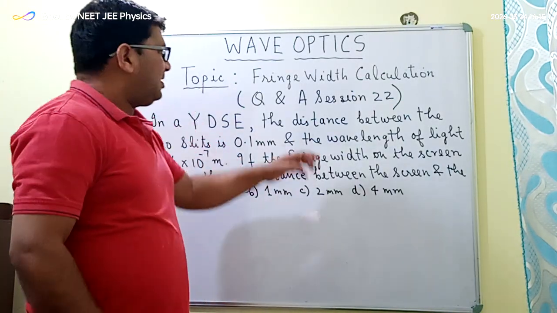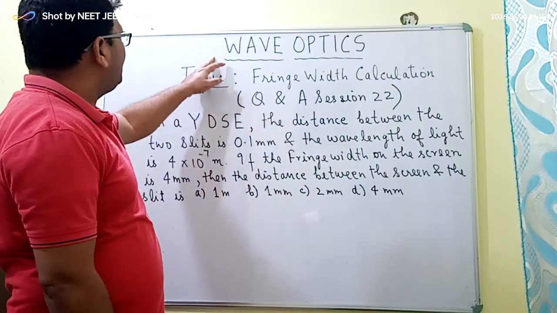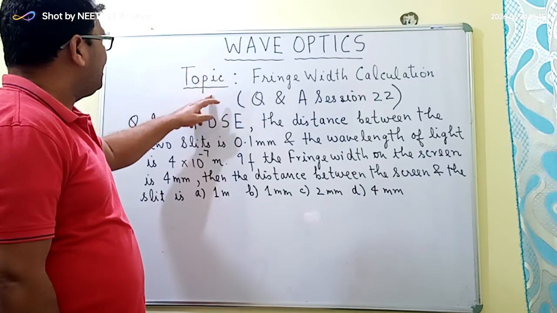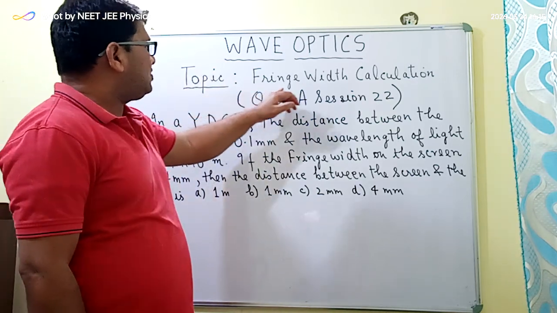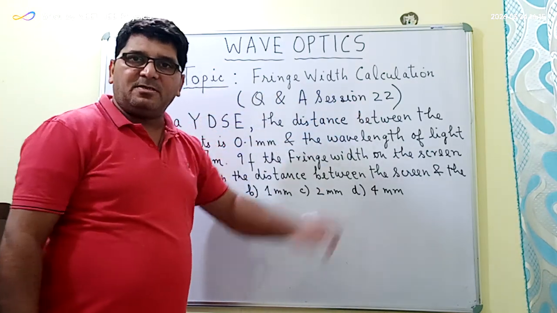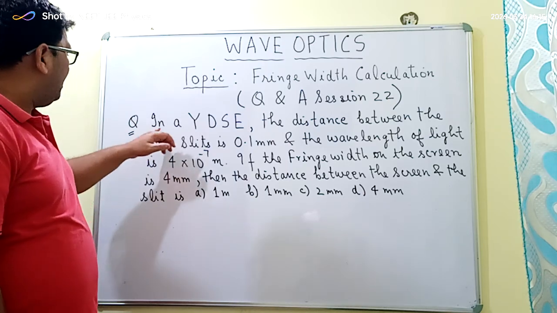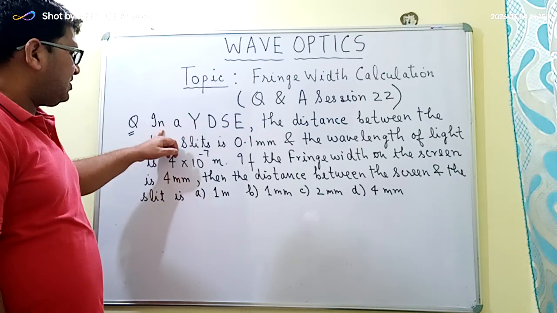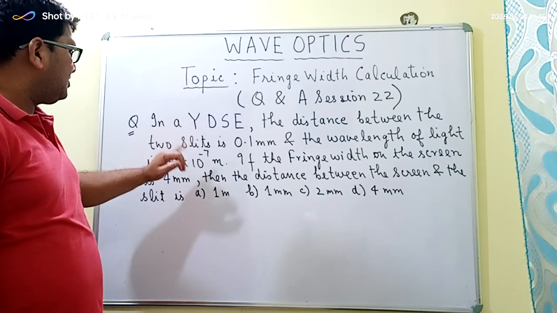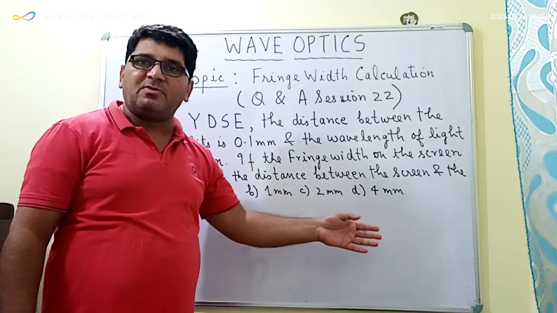Good evening and welcome to the Q&A session 22 from the chapter of wave optics. The topic is the calculation of the fringe width in a Young's double slit experiment. So the question for this session is very simple, and this question is basically of the level of the board exam.